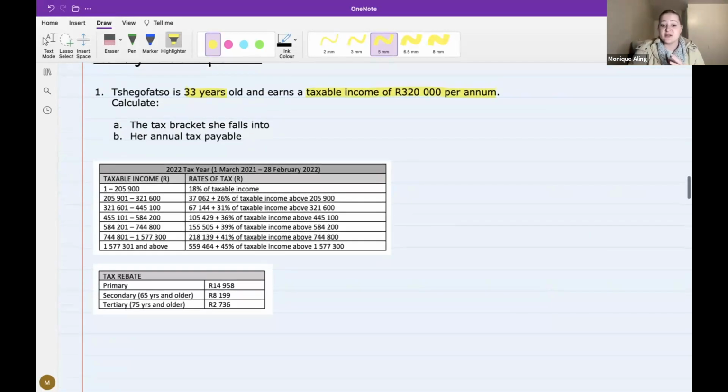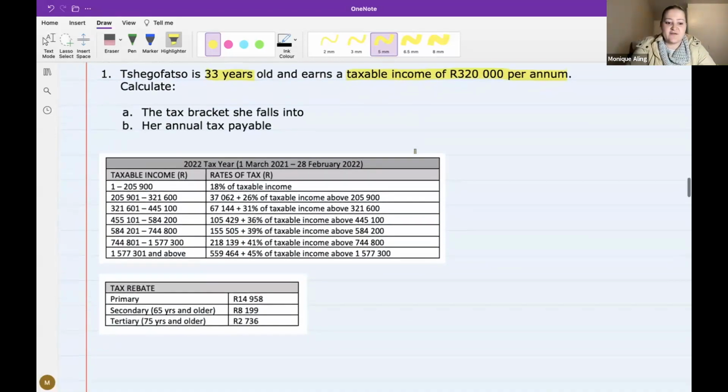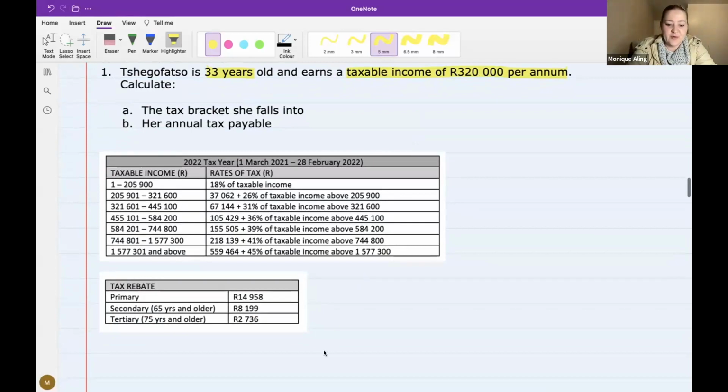Because they've given us the taxable income, we don't have to worry about minusing pension, donations and RAs. So now we can look at this 320,000 and answer question A. Which tax bracket does she fall into? Who can tell me? She does qualify for the primary rebate, but we're going to look at which tax bracket Sefatso falls into. Bukhari, that is correct.